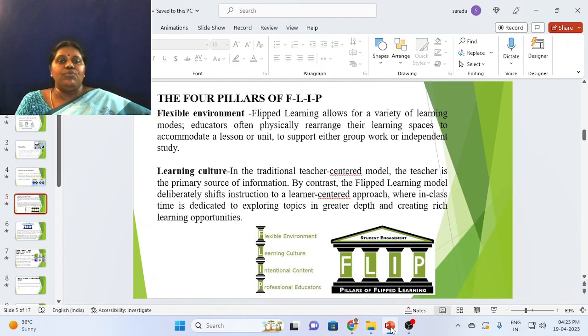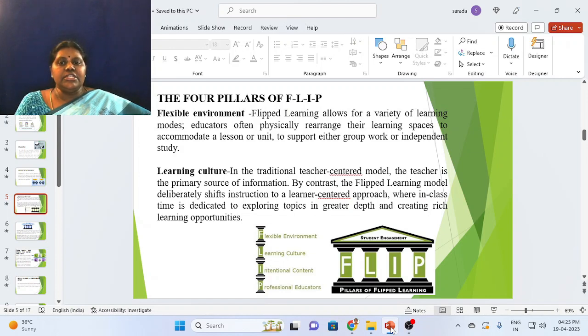Let us now see what are the four pillars of flipped learning. The first one is flexible environment. Flipped learning allows for a variety of learning modes. Educators often physically rearrange their learning spaces to accommodate a lesson or unit to support their group work or independent study.